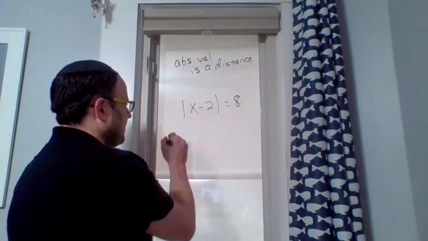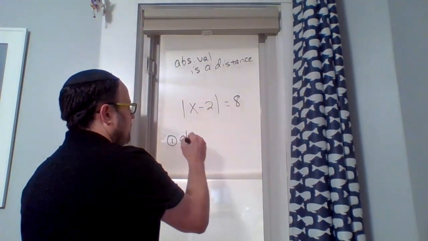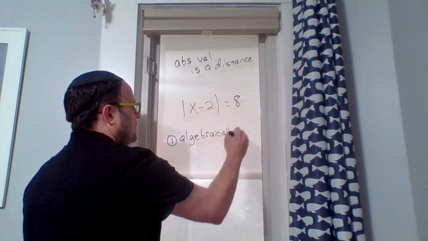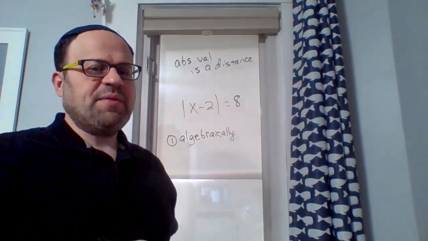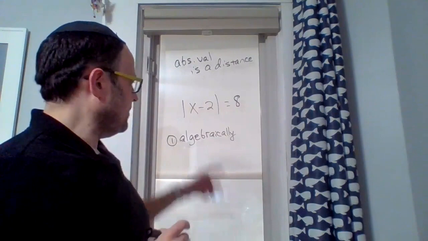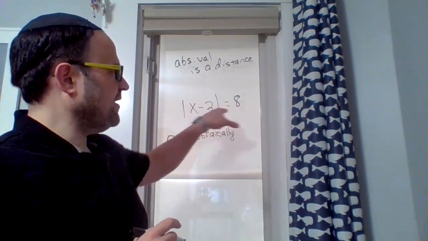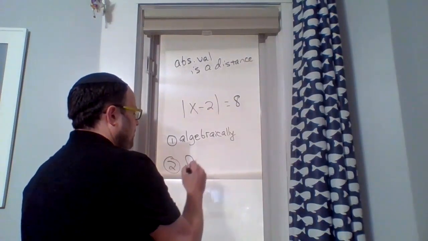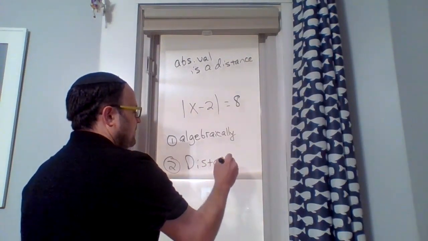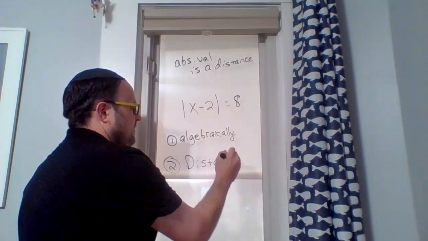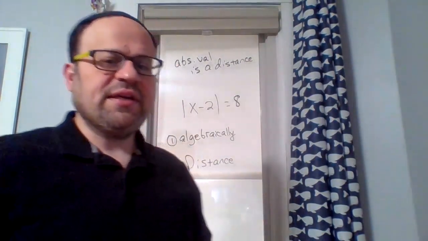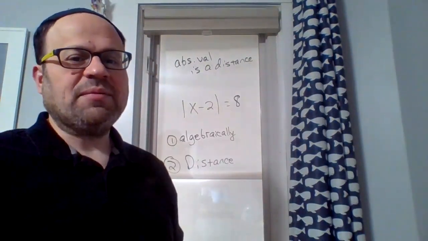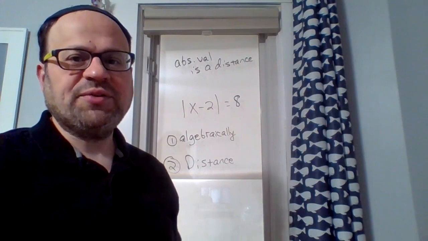Now there's two ways to think about this. One, algebraically. That one I think people will have generally an easier time on. What numbers can I put in here to make this a true statement? And number two, distance. Can you apply the things that I just said in terms of distance to this problem, this absolute value of x minus 2 equals 8?